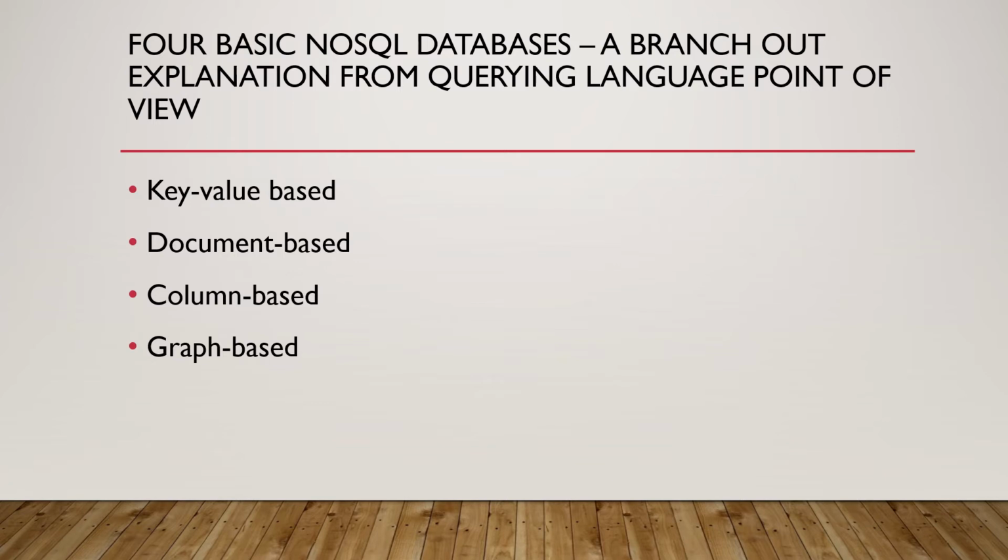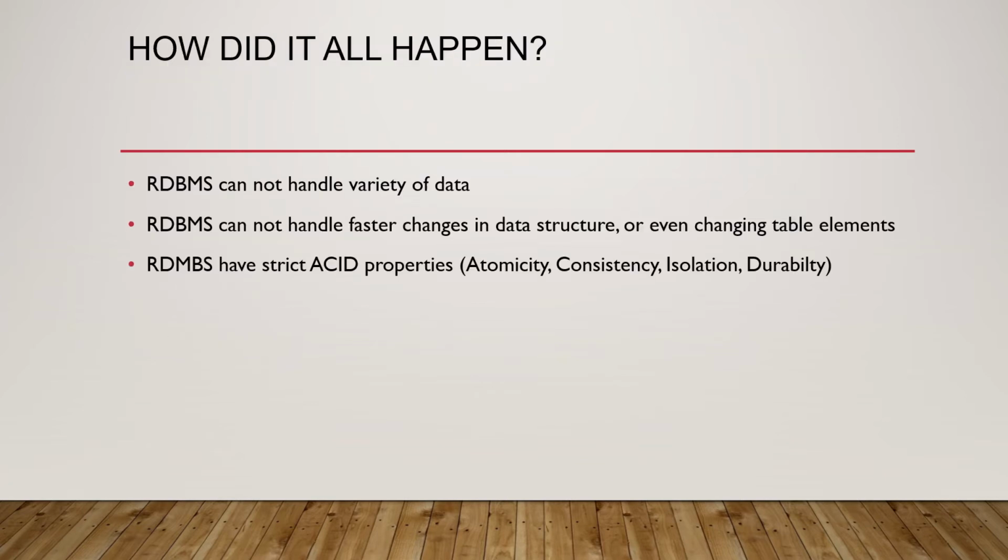Okay, and fundamental to all these things is the key value pair. Remember that. Okay. Now, how did it all happen? Because RDBMS cannot handle variety of data. RDBMS cannot handle faster changes in data structure, or even changing simple data elements. And RDBMS have strict ACID properties. Okay, what is ACID property?